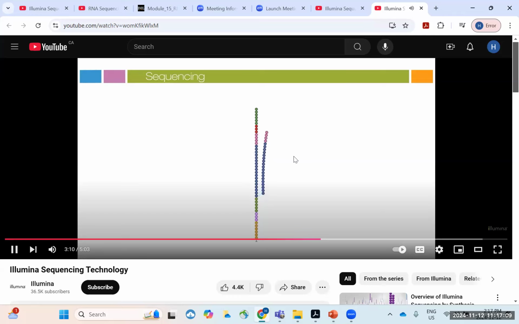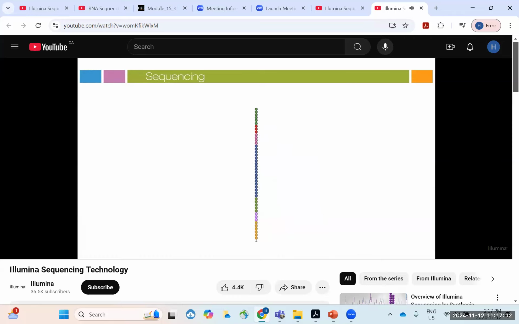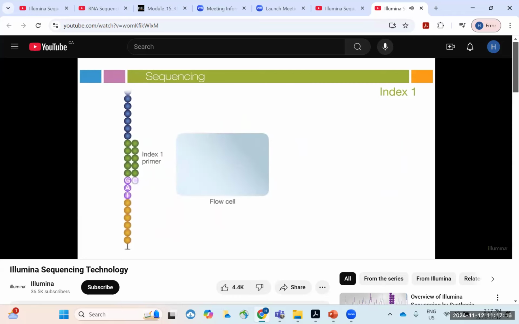The read product is washed away. In this step, the index 1 read primer is introduced and hybridized to the template. The read is generated similar to the first read.